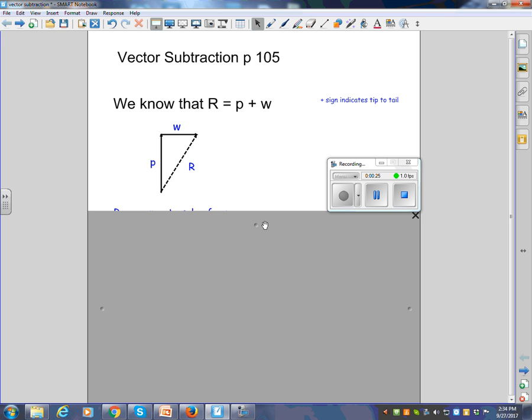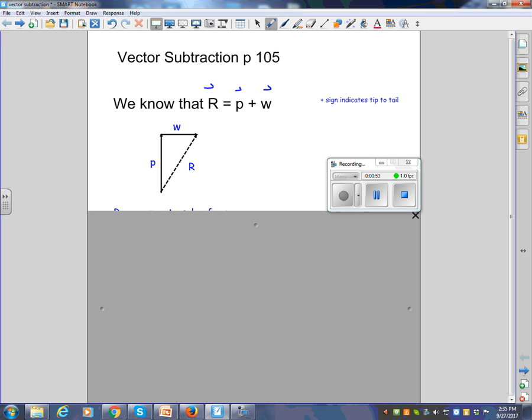Okay, now I just finished teaching this in grade 11, so I know that you guys have heard it before. The biggest problem with vector subtraction is knowing when to actually subtract. So I'm going to remind you of that again. We know that the resultant vector is the plane vector plus the wind vector, right?